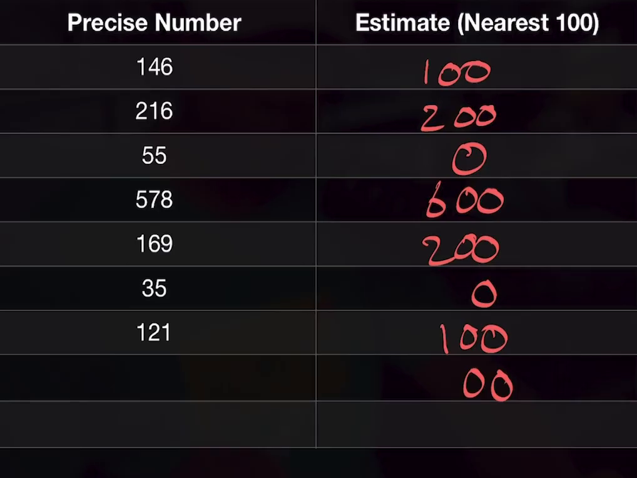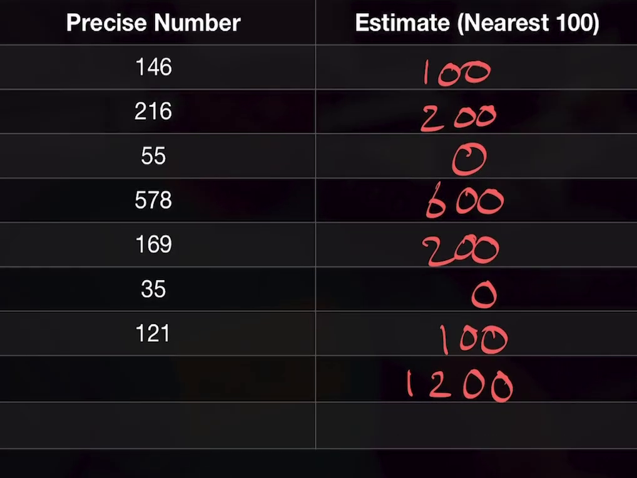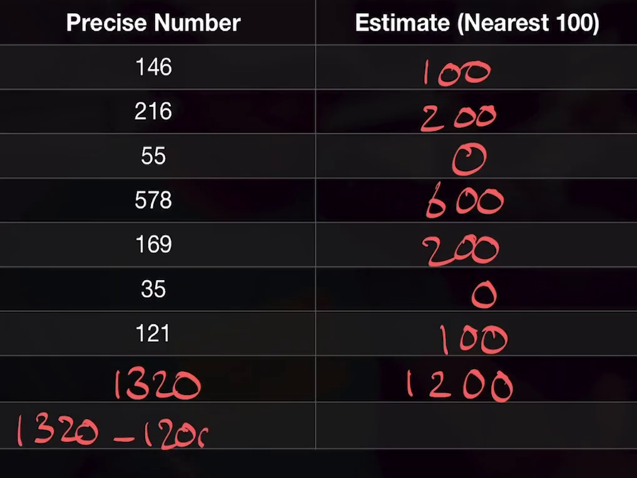I'm just going to add the sum here. 1 plus 2 is 3. 3 plus 6 is 9. 9 plus 2 is 11. Plus 1 is 12. Hello, I have just spent $1,200 in the pro shop. What am I going to tell my wife? The sum of the precise numbers is 1,320. When I compare the precise answer, 1,320, to my estimate of 1,200, I do get a significant difference of $120.